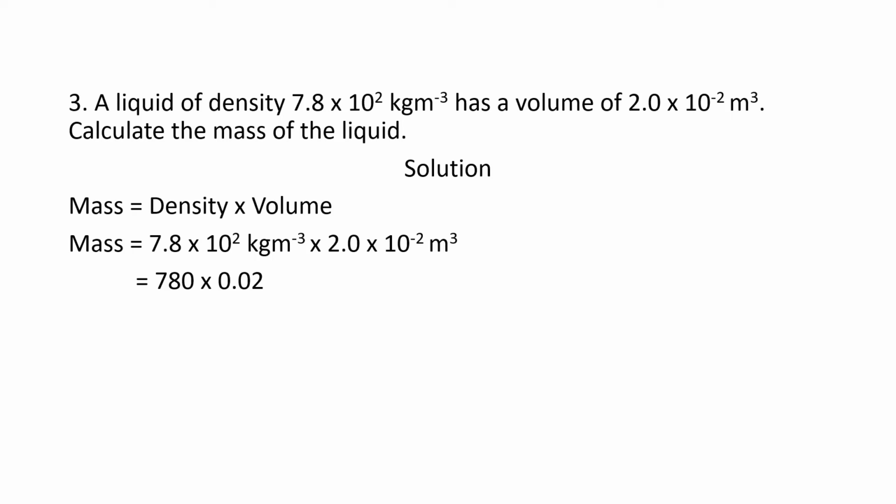So this, as the law of indices we explained earlier, it means that it's divided. This 2 is divided by what? 100. 2 divided by 100 and get 0.02. So 780 times 0.02 will give you 15.6 kg. So that is the mass, 15.6 kilogram. I hope you got it correct within the 30 seconds I gave you. Good.